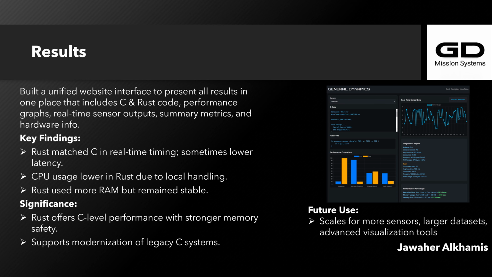These results demonstrate that Rust can deliver real-time responsiveness comparable to C while offering significantly stronger memory safety guarantees. This is especially important for defense-oriented systems where security risk tied to memory safety issues can have serious consequences. Therefore, our results show that Rust can modernize C systems without losing performance, and it remains a strong, secure option for real-time applications.